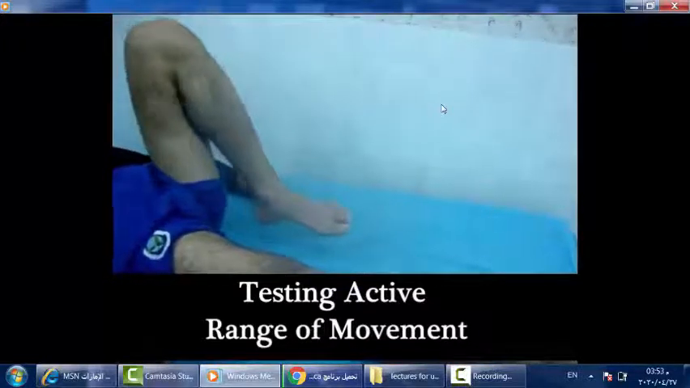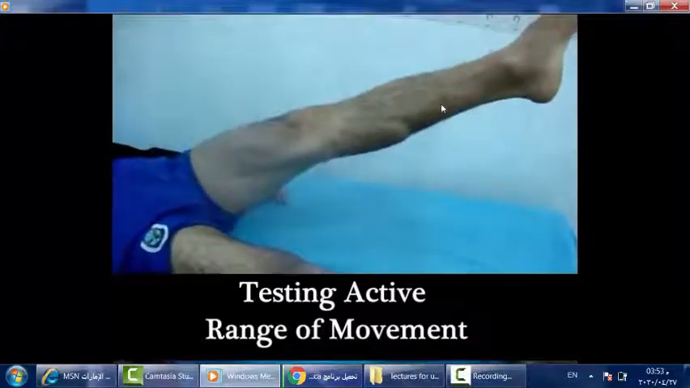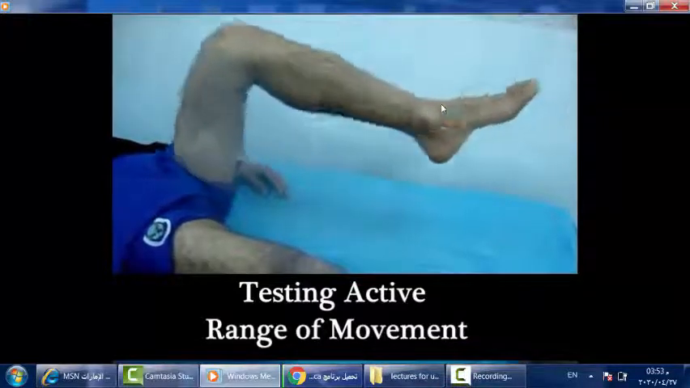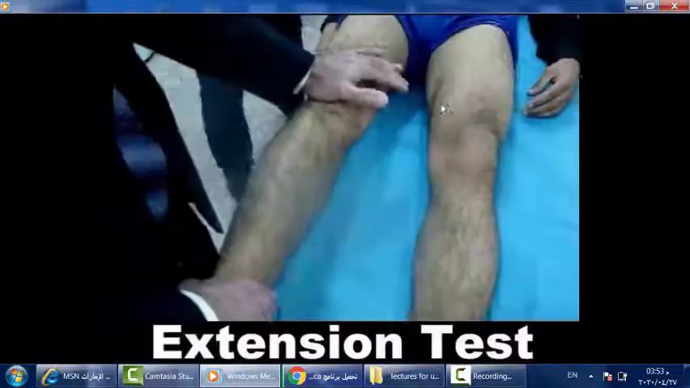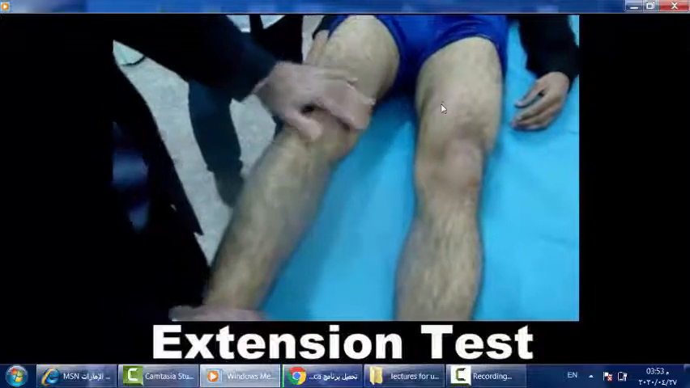Active range of motion is a very important landmark for further examination of the knee joint. Otherwise, if the patient has no free motion, you cannot examine the knee if it is painful. This is the extension test for the meniscus. We hold the knee in extension and we press over the anterior aspect of the knee.